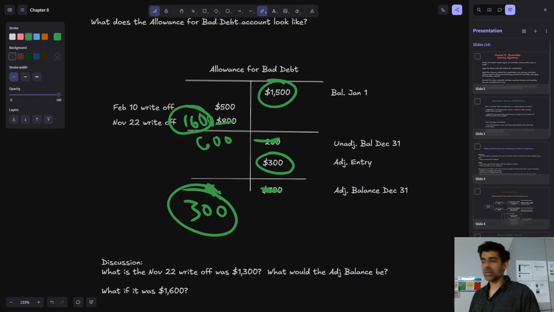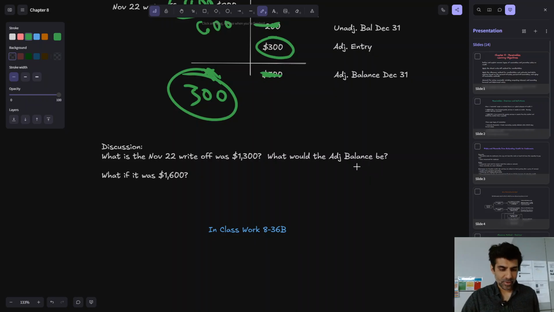All right, so let's do a practice problem. Why don't we take a break for a couple minutes, and then we're going to do 8-36B, where you have to use this method.